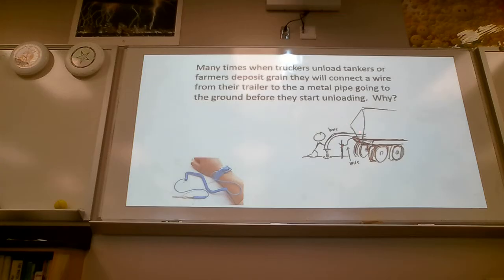When trucks unload stuff, sometimes you get friction going on. A lot of times you'll see this around the farming community. When you go to the grain elevator and deposit your corn or soybeans, the dust from the corn and soybeans is combustible, and there's a lot of friction that happens as you're unloading that. So you have the ground wire to prevent some static discharge. Good?